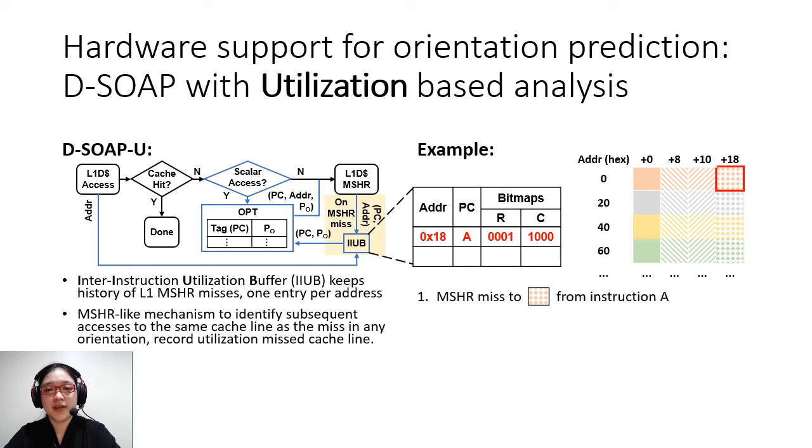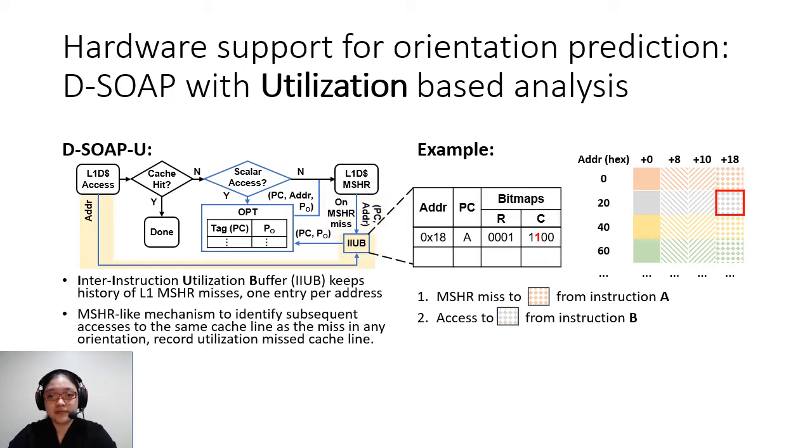To begin with, we have an MSHR miss, and we create an IIUB entry with its miss address and access instruction PC. This address falls in the 4th element in the row cache line and the 1st element in the column cache line. Hence, the bitmaps are marked with 1 at these places to represent used data. Now, when a new access arrives, we use mechanisms similar to those used in MSHRs to identify if it's in the same cache line as a recorded IIUB entry. In this case, it's in the same column, so we mark the corresponding element in the bitmap as used.